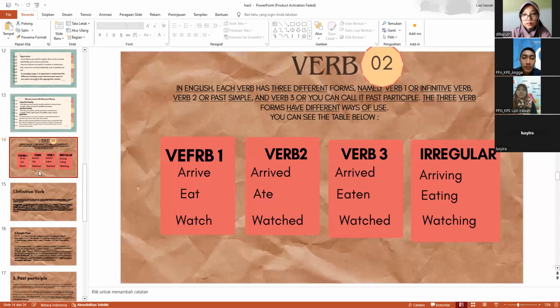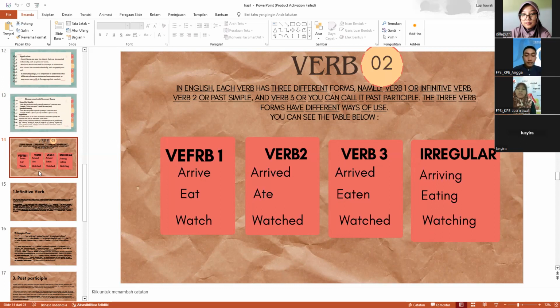Number 2, verbs. In English, each verb has 3 different forms, namely verb 1 or infinitive verb, verb 2 or past simple, and verb 3, or you can call it past participle. The three verb forms have different ways of use. You can see the table below.